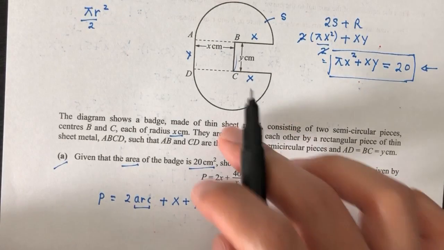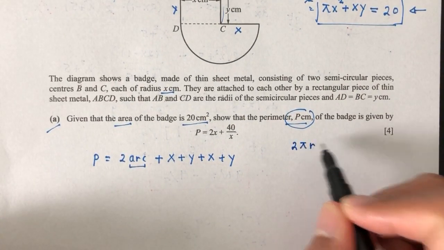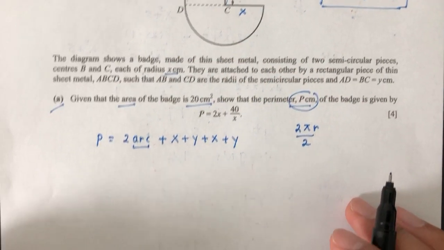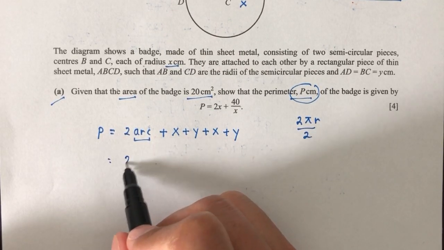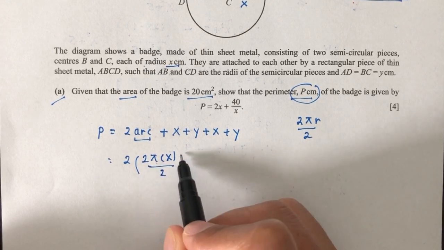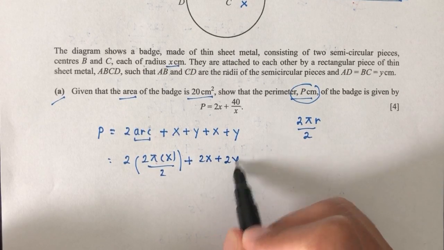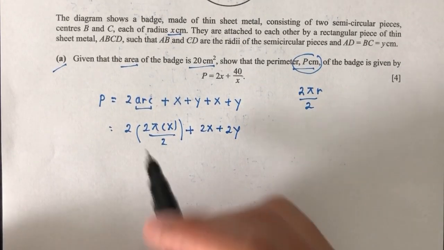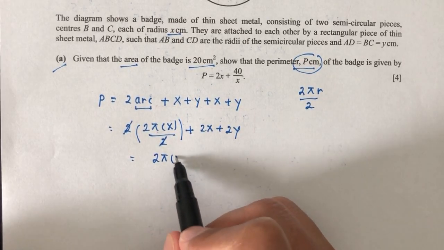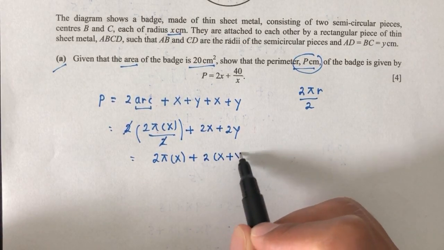So for the full circle, by the formula it's 2 pi r. Now for the semicircle, it will be divided by 2. So replace in the equation, we have 2 times 2 pi r, our radius is x, divided by 2. Now simplify, that will be 2x plus 2y. That will be 2 cancel. You'll have 2 pi x plus 2xy.